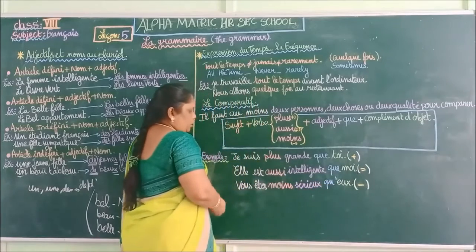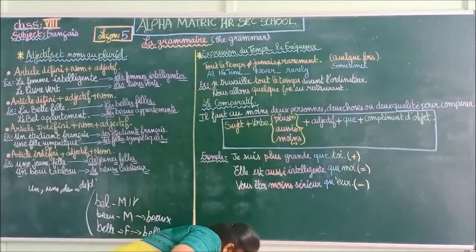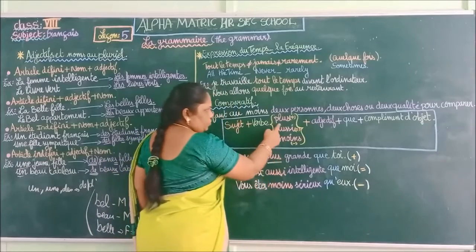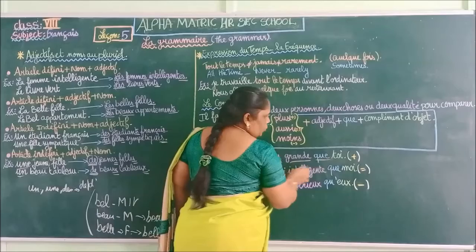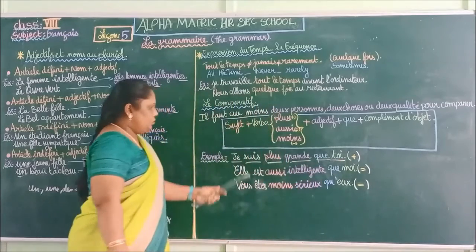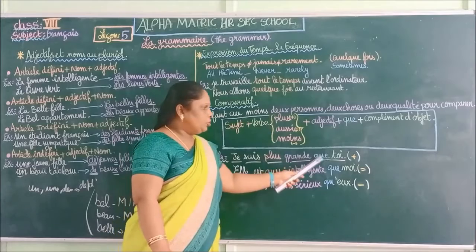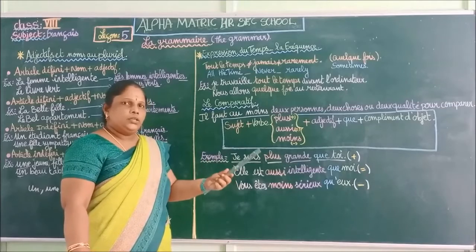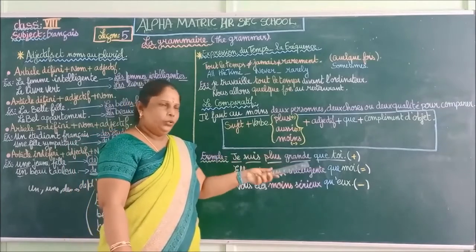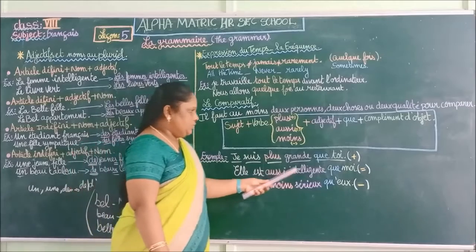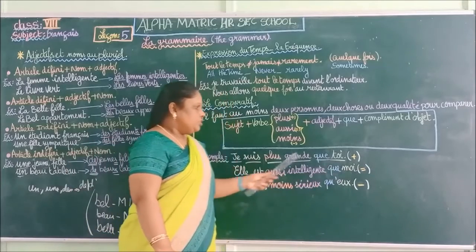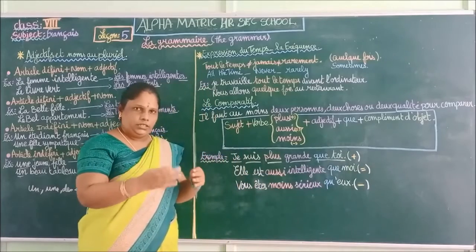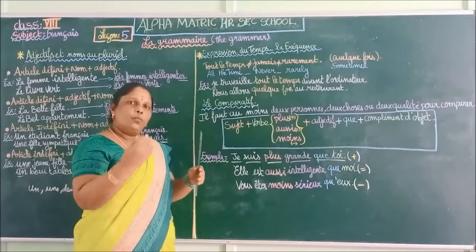Okay, so you see sujet, verbe, plus ou moins, plus adjectif, plus que, plus complément. Okay, so you can see je suis plus grand que toi. I am taller than you. Okay, if you are two person, so you are going to say I am taller than you. Okay, so elle est aussi intelligente que moi. She is also even intelligent than me. So both we are intelligent. Elle est aussi intelligente que moi.